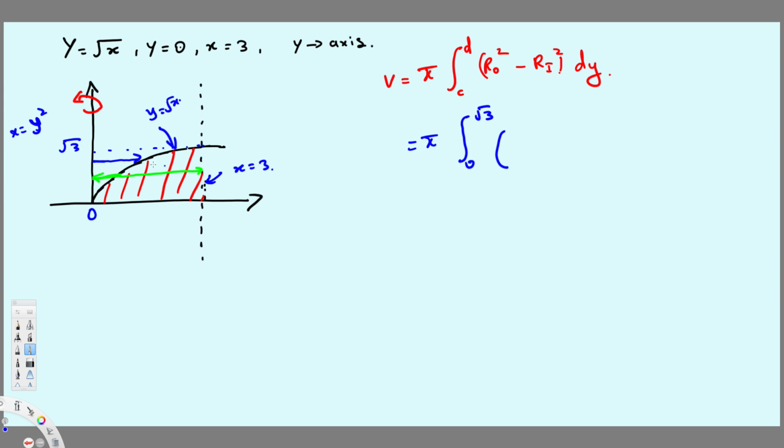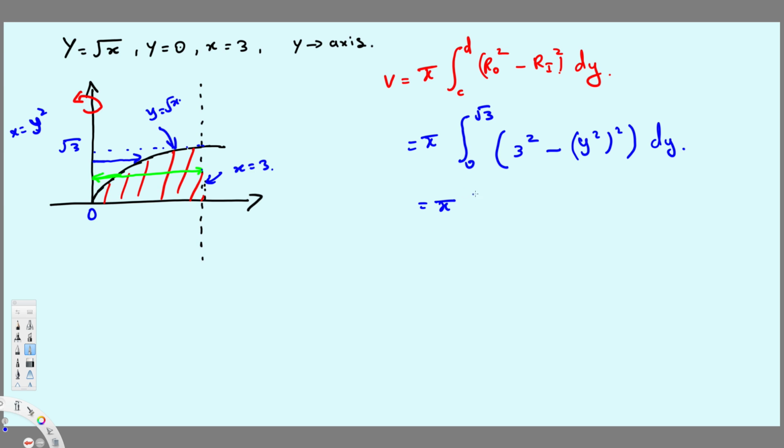And the outer radius, as we discussed, is where the line touches last, so that is x equals 3. This is already in terms of x, so we can plug it in directly: 3 squared minus, now we have changed this function to x equals y squared, which is the inner radius that touches first, so y squared, and then dy.